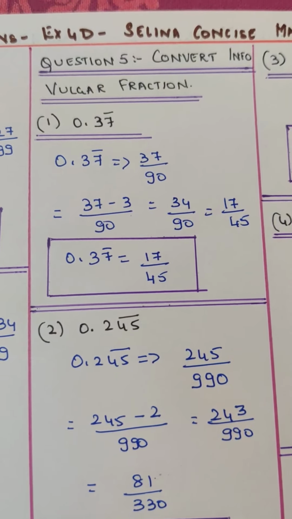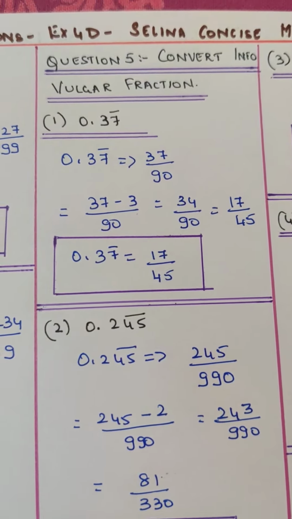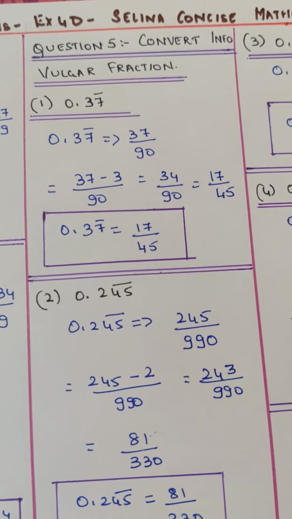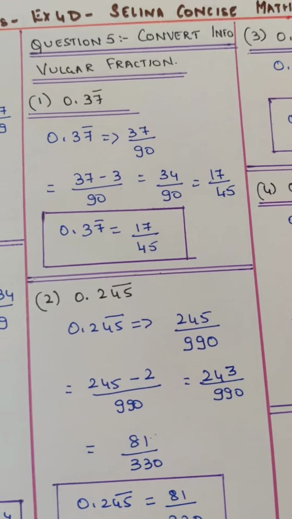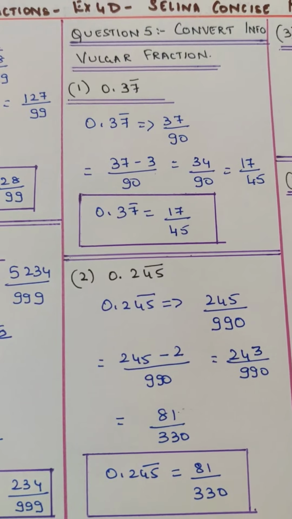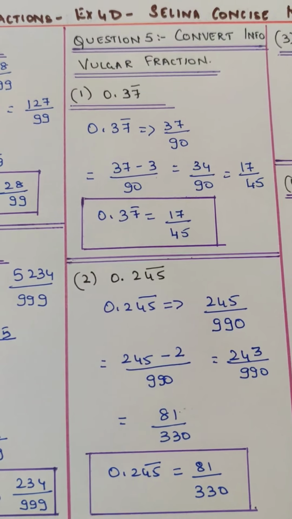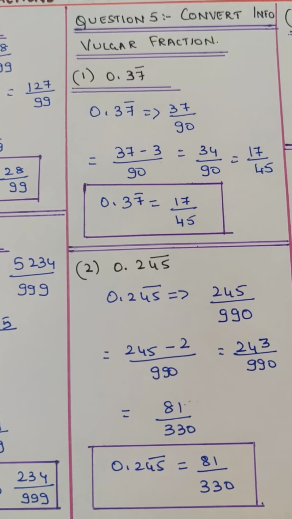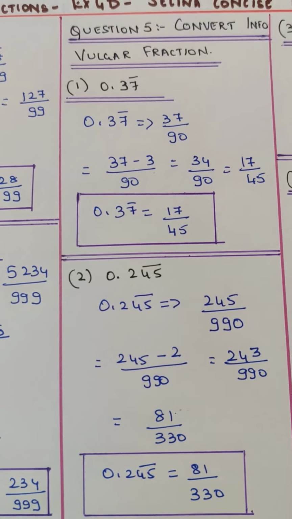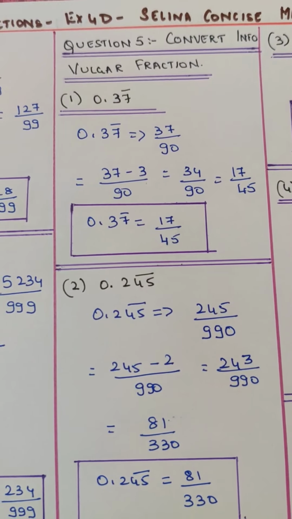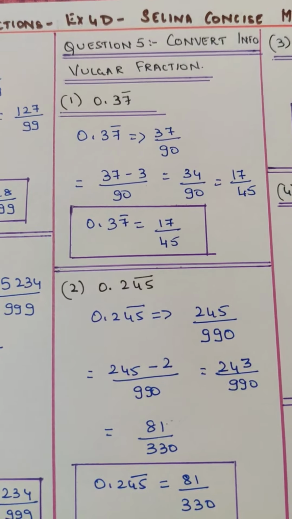Question 5. Convert into vulgar fraction 0.37 and the bar is just on 7. So when you have such a thing, 2 numbers with the bar on 1, you take it as 37 by 90. So it becomes 37 minus 3 because before the bar you have 3. So it becomes 34 by 90. That is equal to 17 by 45. Therefore, 0.37 bar is equal to 17 by 45.